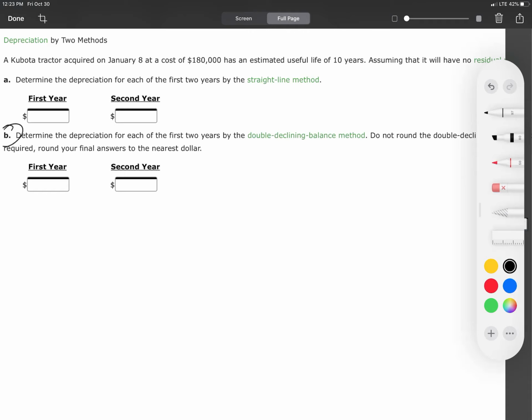In this exercise, we're going to do part B. We're going to do depreciation using the double declining balance method. Now actually, this should be called the declining balance method.